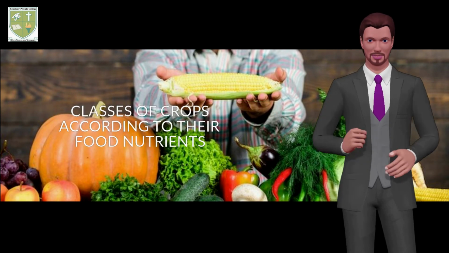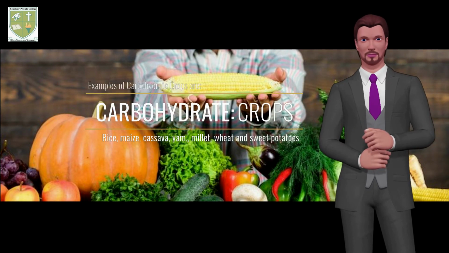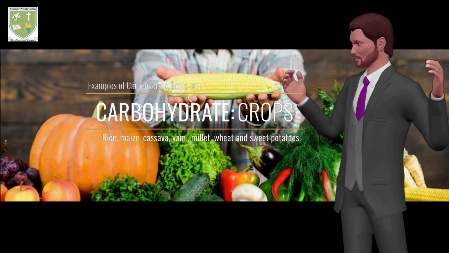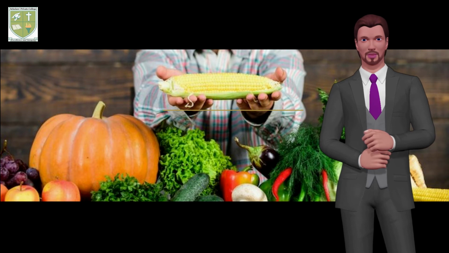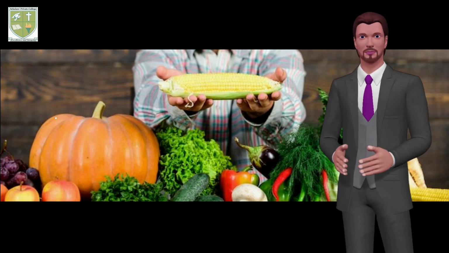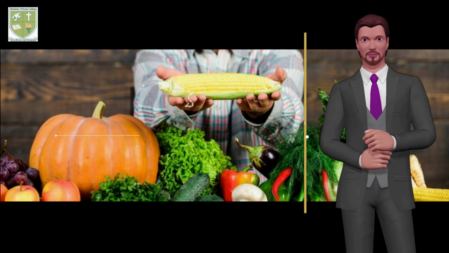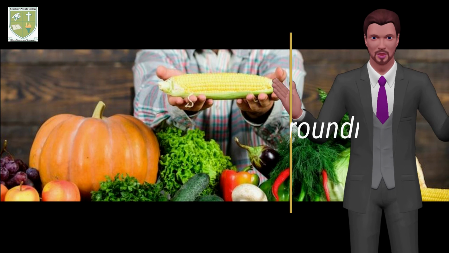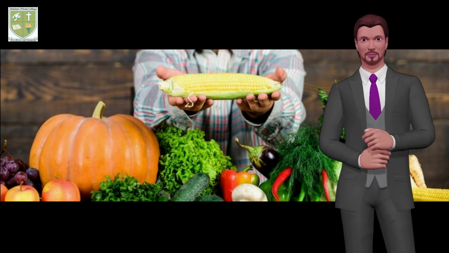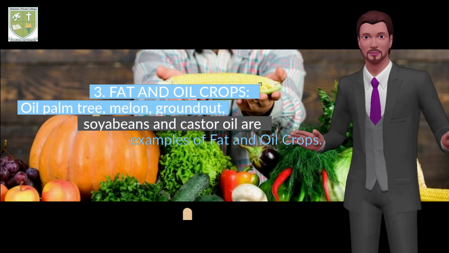Classes of crops according to their food nutrients. 1. Carbohydrate crops. Examples of carbohydrate crops are rice, maize, cassava, yam, millet, wheat and sweet potatoes. 2. Protein crops. Examples of protein crops include but are not limited to cowpea, soybeans, pigeon pea, lima beans, jack beans and groundnut. 3. Fat and oil crops.